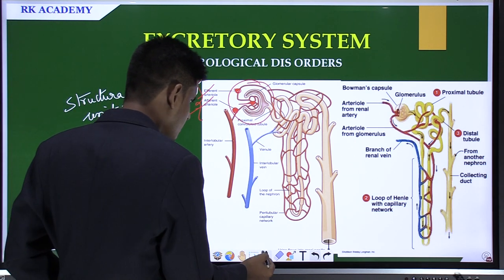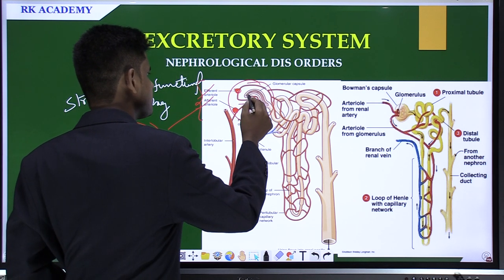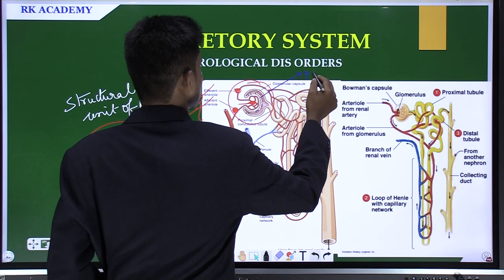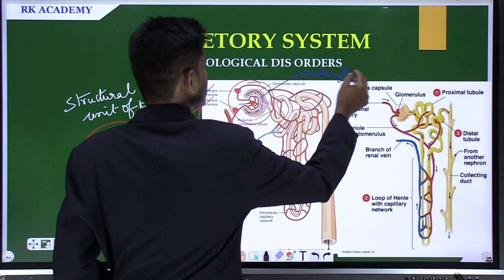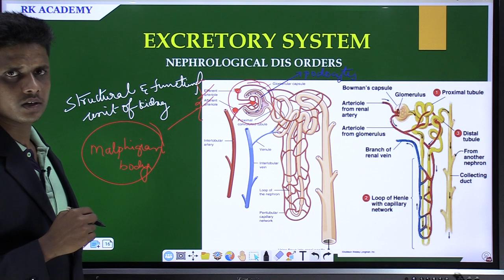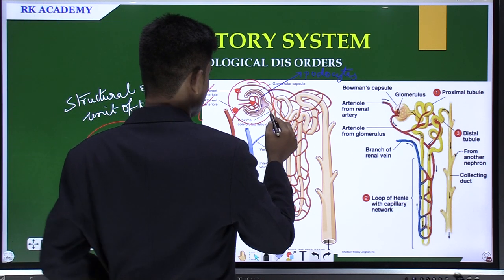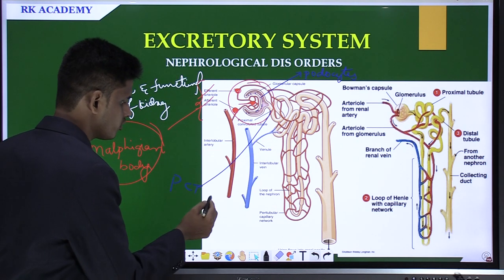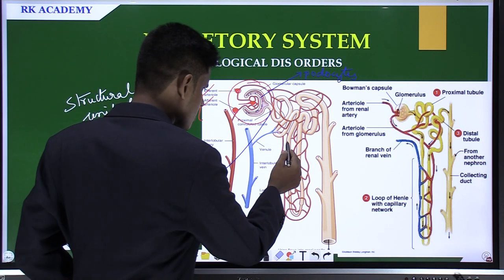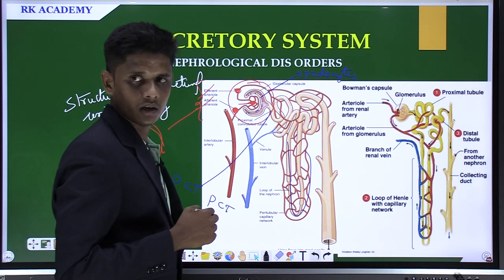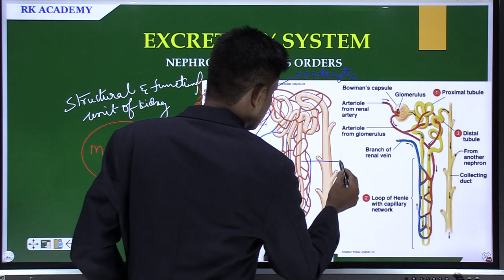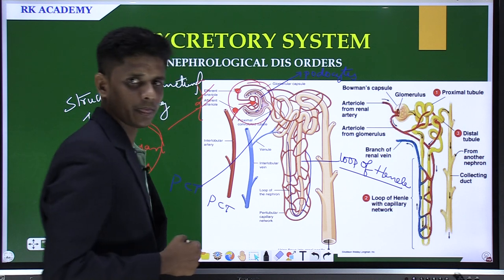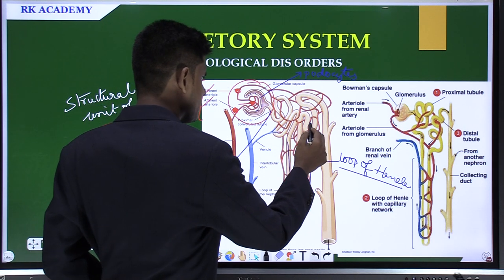The walls of the Bowman's capsule are supplied with small minute cells called podocytes. Podocytes are useful for the filtration of water and blood. The structure nearer to the Bowman's capsule is called the proximal convoluted tubule. This U-shaped structure is called the loop of Henle, which was discovered by Henle.